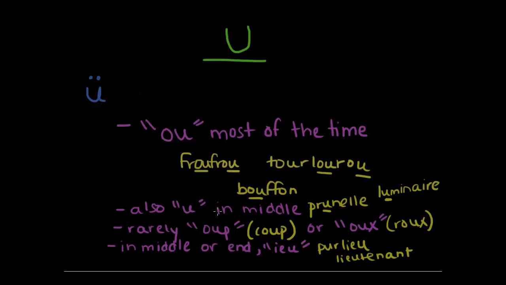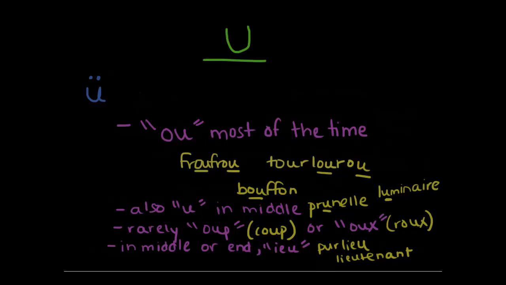So it could be a U in the middle, most of the time OU, rarely OUP or OUX at the end. You should look at words that have that. In the middle or at the end, IEU is a pretty good choice. There's a couple words with that. Not too few and not too many. So that's definitely an option. So that's all we've got for a U with two dots pronounced oo.